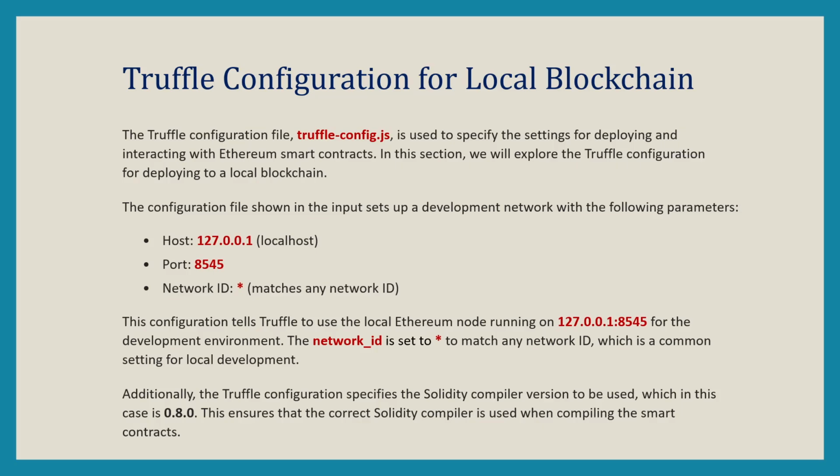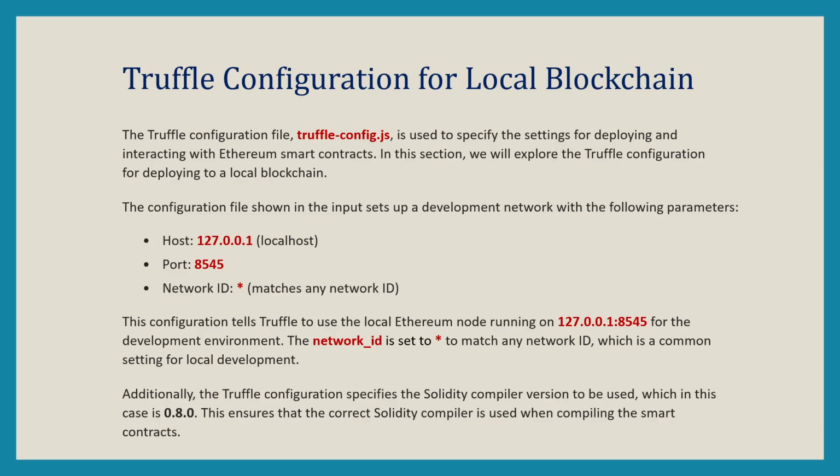This configuration tells Truffle to use the local Ethereum node running on 127.0.0.1, right, and 8545 for the development environment. The network ID is set to star to match any network ID, which is a common setting for local development. Because this is just local development, you can match any network ID. That's why we set it as star instead of specifying the network ID, right?